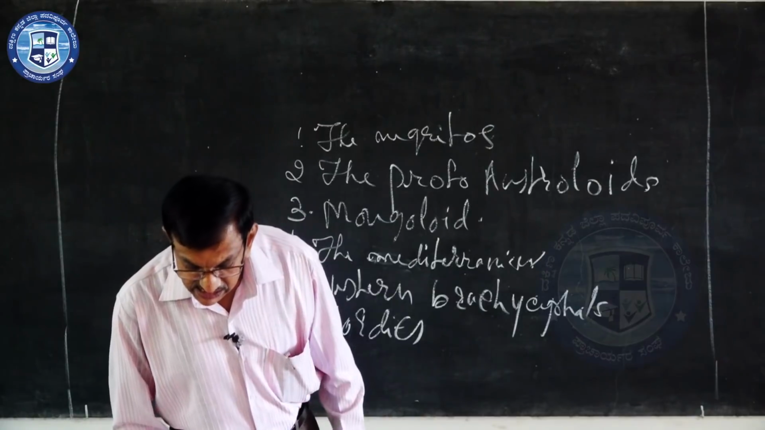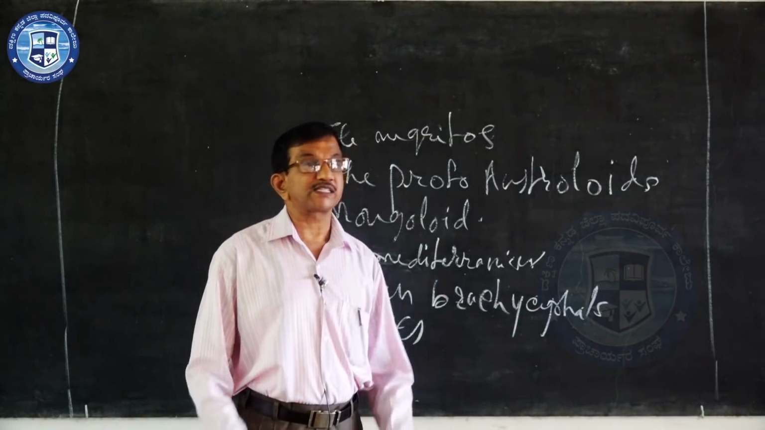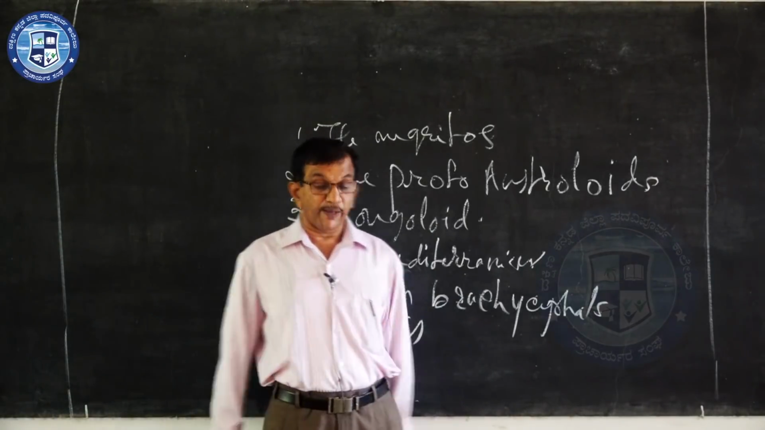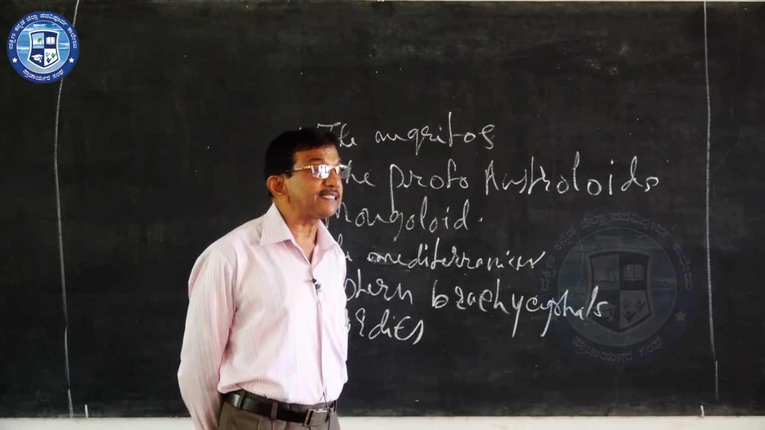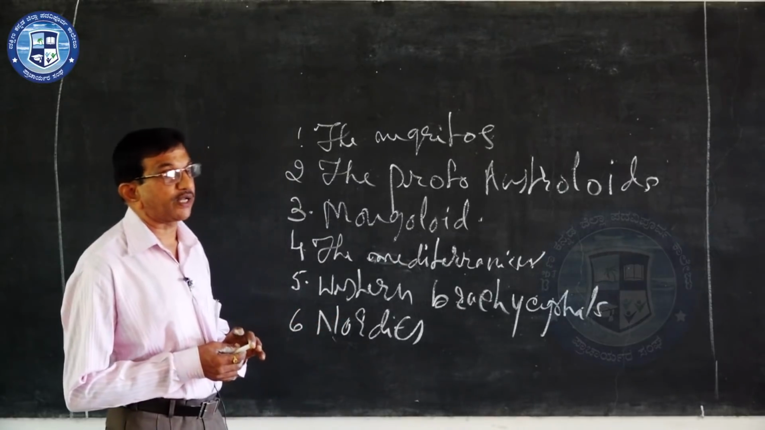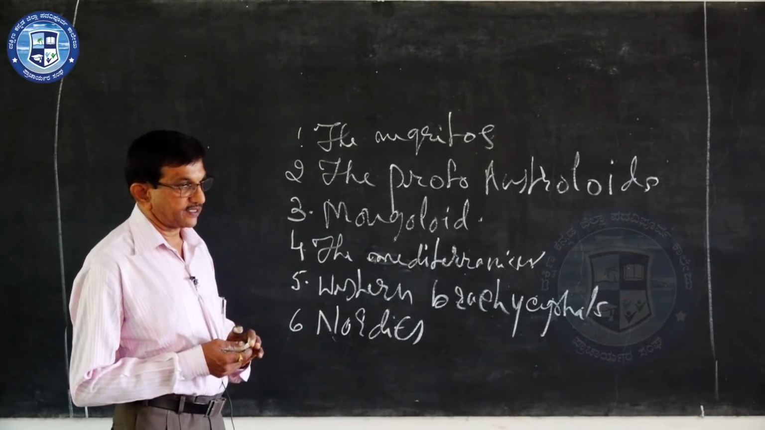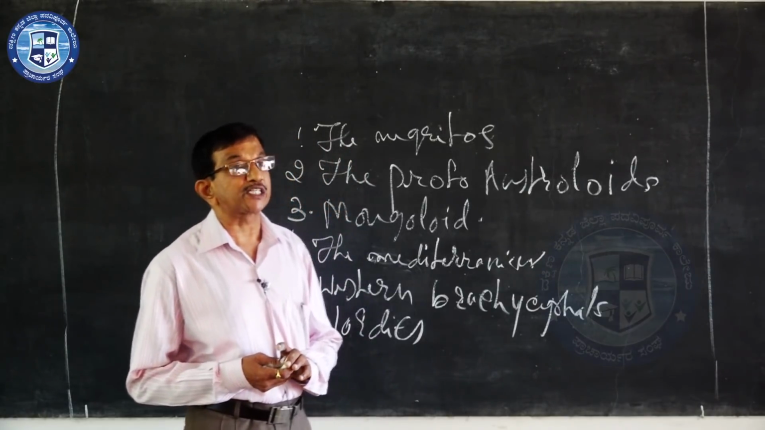Now, the process of Aryanization. Next, the process of Aryanization. What is called the process of Aryanization? When Aryans entered India, they preferred to settle down in rural areas, and they were cattle breeders. Their main occupation was cattle breeding.